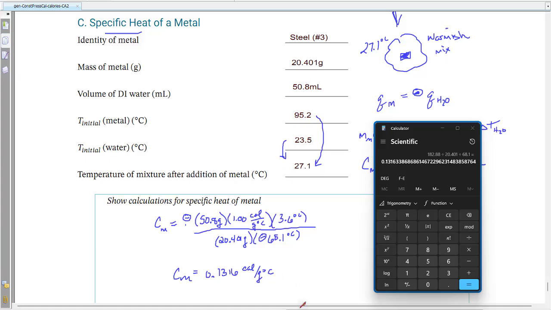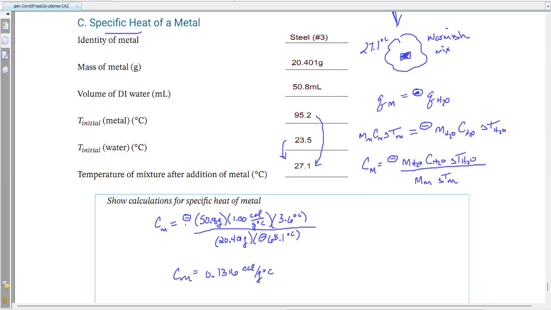Well, all right, how do I know if this is correct or not? Well, again, if I go to a reference source and I look up the typical specific heat for steel, that's what I was given in my example here, I find that the literature says it's 0.115 calories per gram per degree. So 0.115, 0.131, again, I'm in the same ballpark. So I am happy enough with that. All right, so that is how we're going to do this thing.